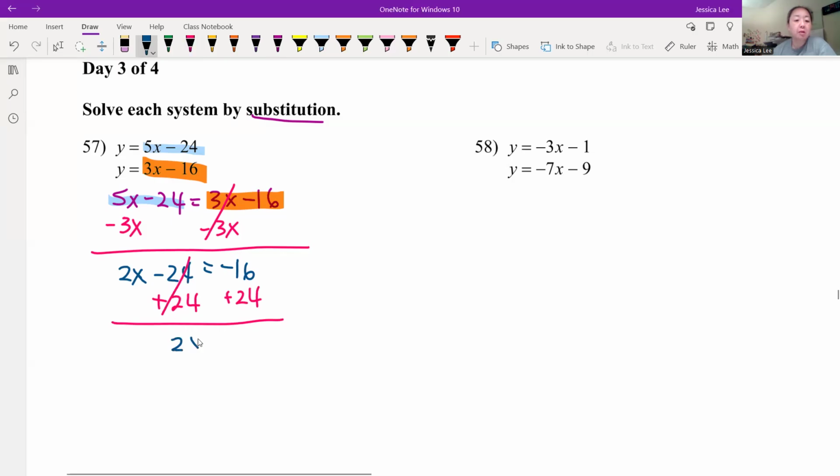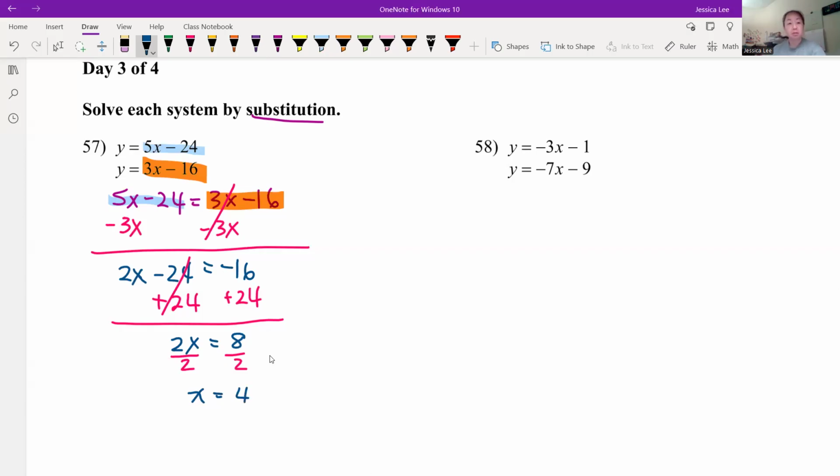And we have 2x is equal to -16 plus 24, which is 8. And then last step right here, divide by 2. And we get x is equal to 4. And you're like, yay, we're done.